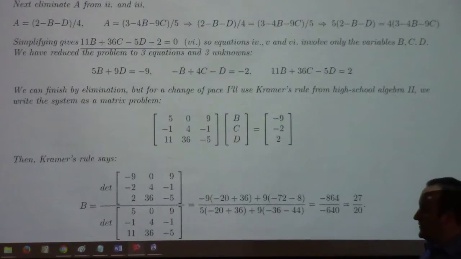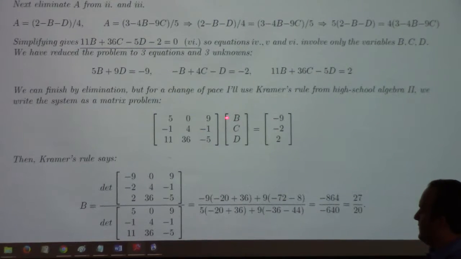Cramer's rule says you look at the matrix of coefficients for this. So you see that it goes 5, 0 c's, 9 d's. Here's minus 1 b, 4 c's, minus 1 d. Here's 11 b's, 36 c's, minus 5 d's. So this system of 3 equations and 3 unknowns is the same as this matrix equation. There's something called Cramer's rule, which says you take the coefficient matrix, in this case this.